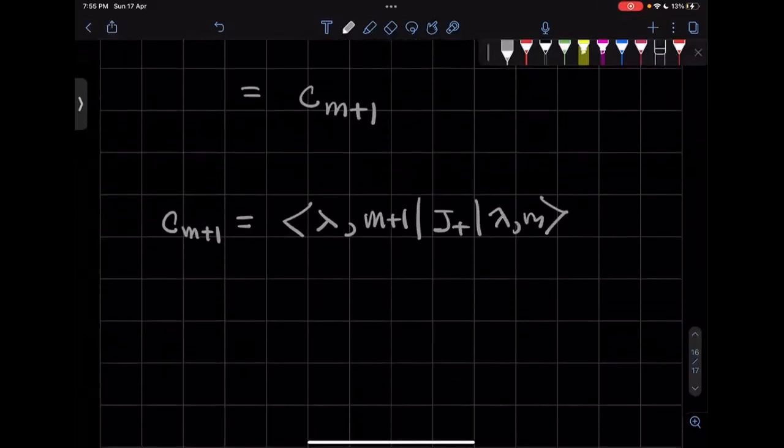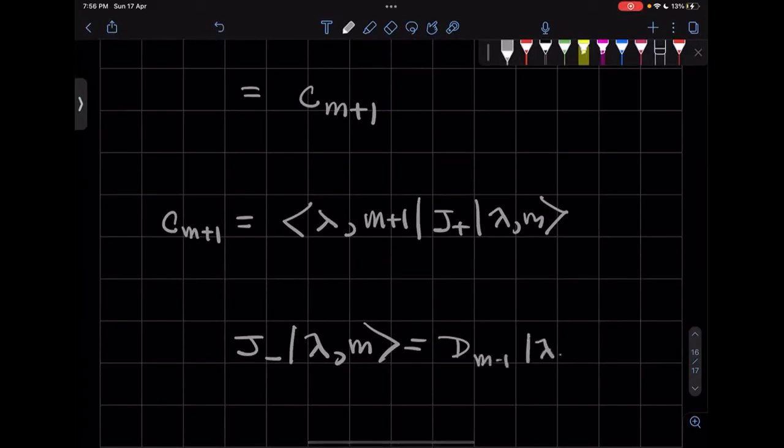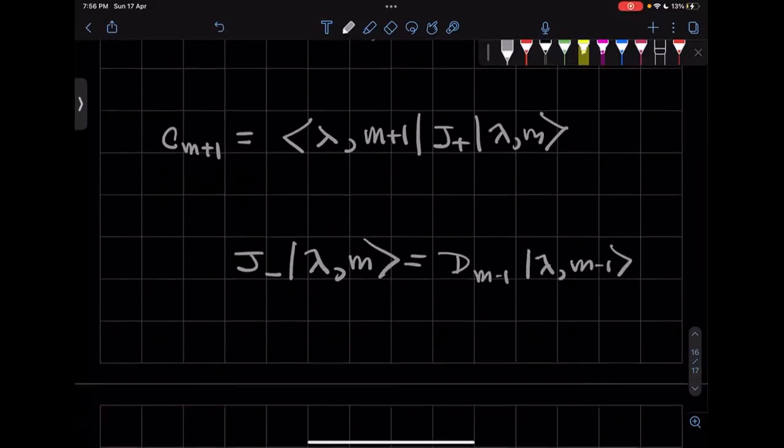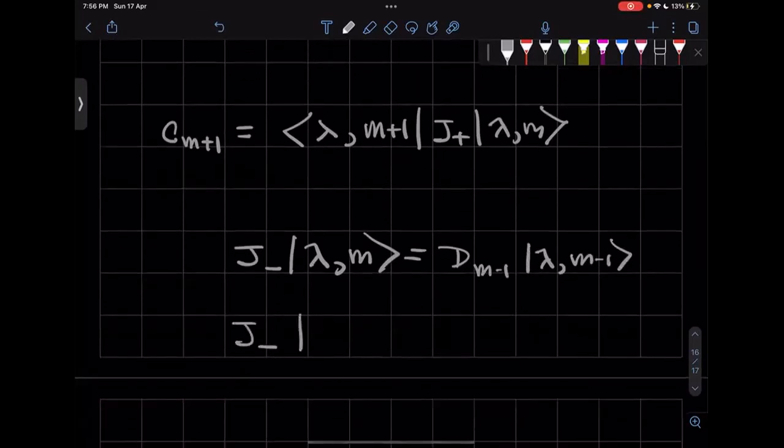So now let's look at D. We got D by applying J minus. So J minus acting on lambda m is D of m minus 1 times lambda m minus 1, right? Now, what if I apply J plus on lambda m plus 1? Then I will get D of m here, and here I will get lambda m.